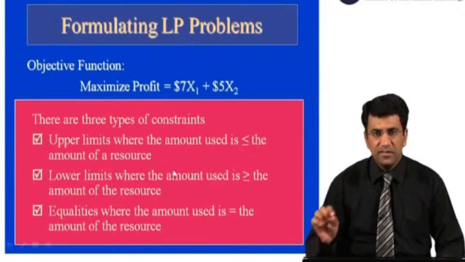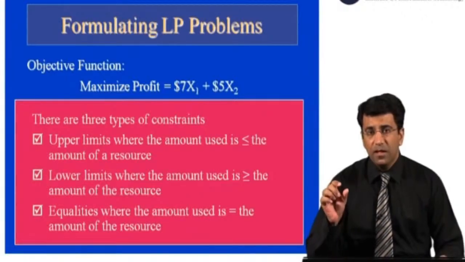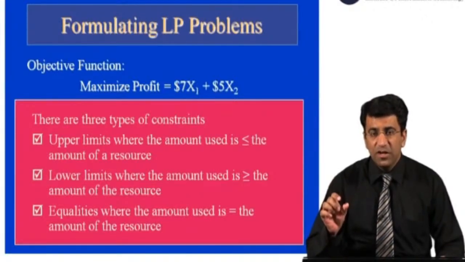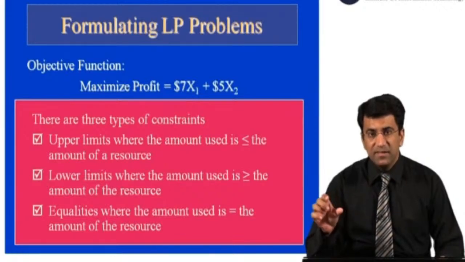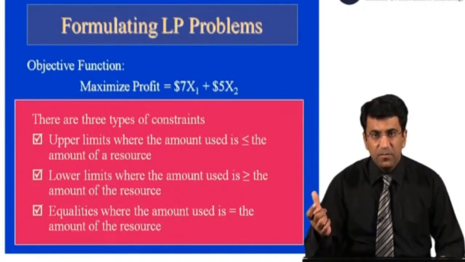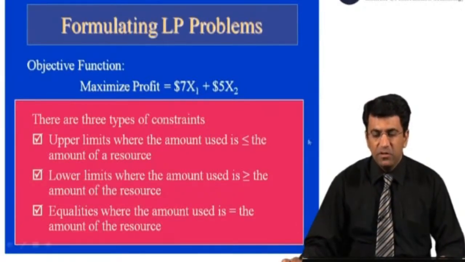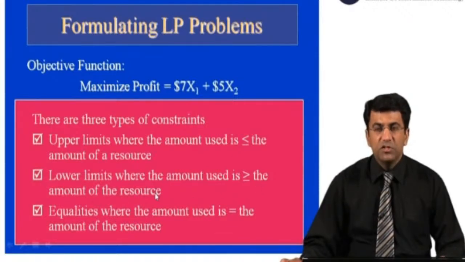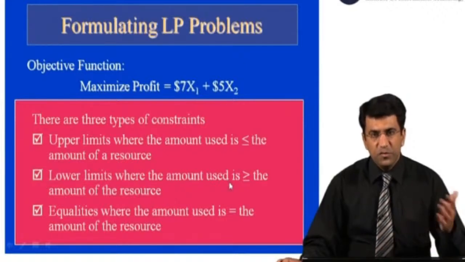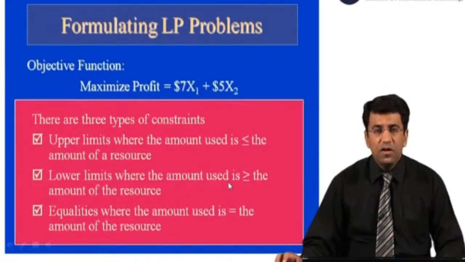In this particular case, we are interested in less than, because the total capacity of the electronic work used should be less than the capacity available. So that is very important. We will use that less than or equal to constraint in this particular case. What can be the other constraints? These may be the low limit constraints, where the amount used is greater than or equal to the amount of the resource. In this particular problem, we are not interested in that greater than or equal to constraint. In the preceding problems, we will discuss the situations in which we will have to use these greater than or equal to constraints.